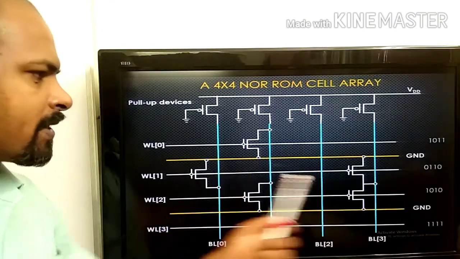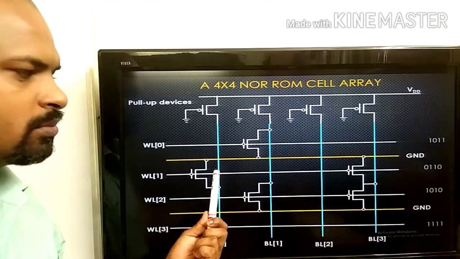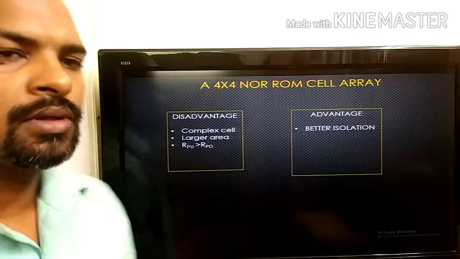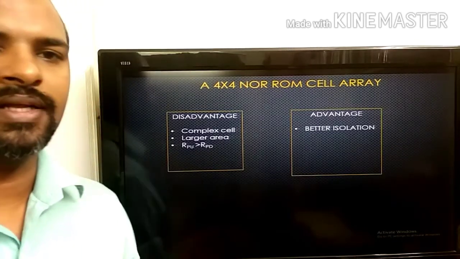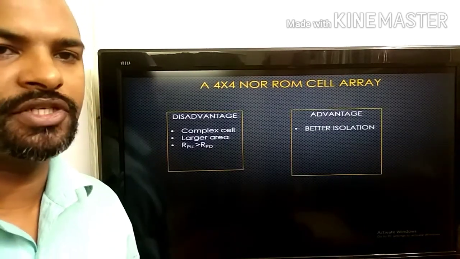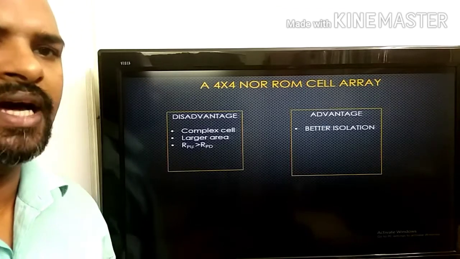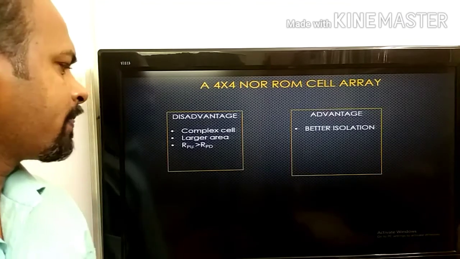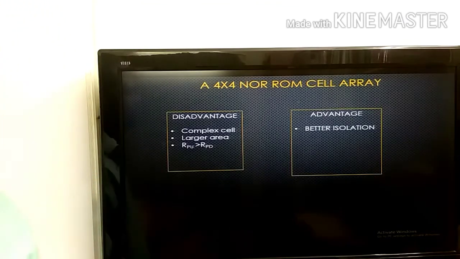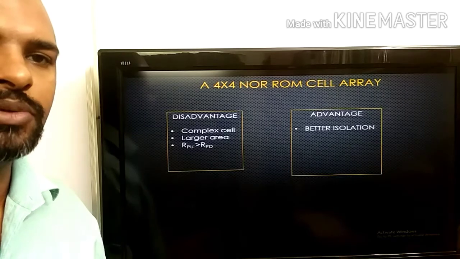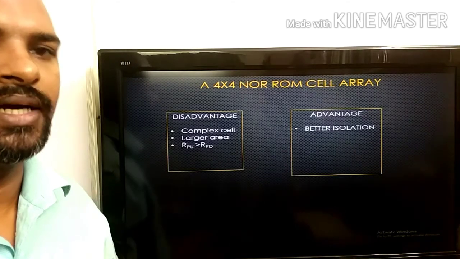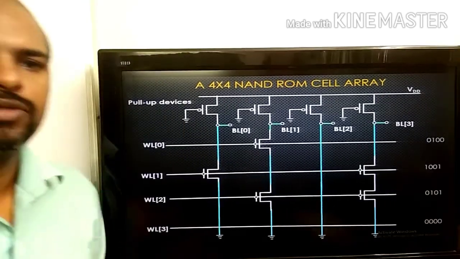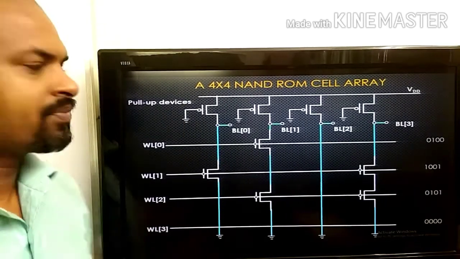Similarly, with the transistors placed there, 0100 is stored in the second word. The advantage of this NOR based cell array is that it offers good isolation, but there are disadvantages of larger area, and it is also a complex cell, with more lines. Another problem is that the pull-up transistor resistance should be larger than the pull-down transistor resistances.